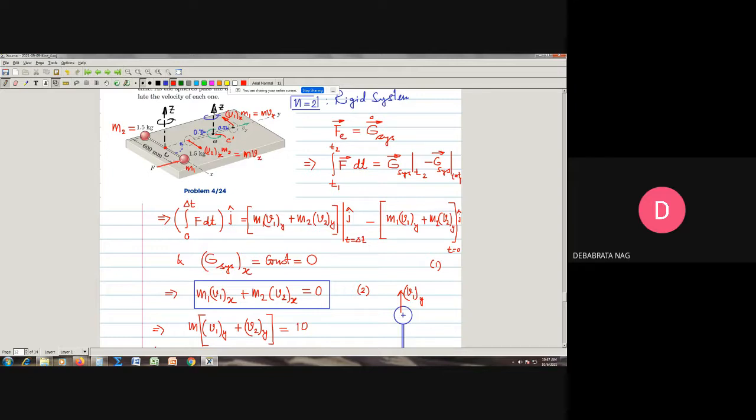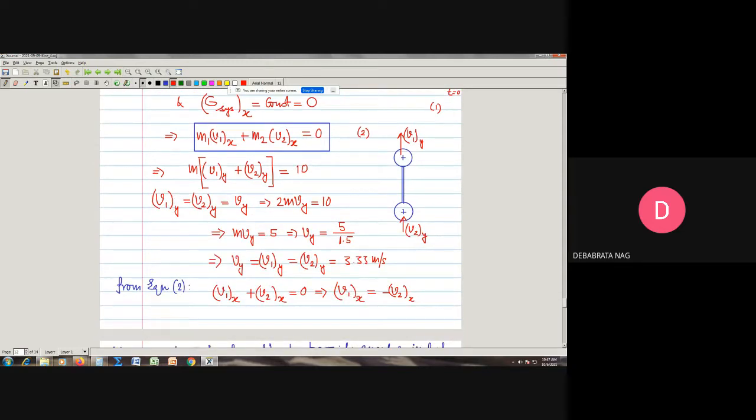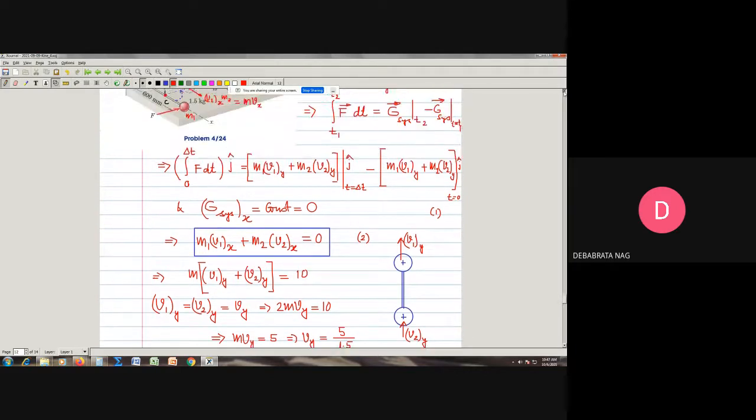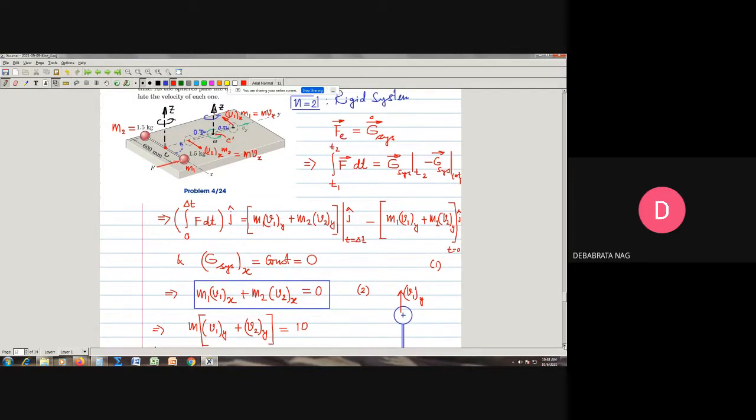Why is it so? Because the magnitudes of the x component of the velocities are equal. The magnitudes of the x component velocities are equal. Only thing, they have a negative sign in front of it, indicating that the two components will be in the opposite direction, as verified in this figure. So thus we can say it is 0.3.